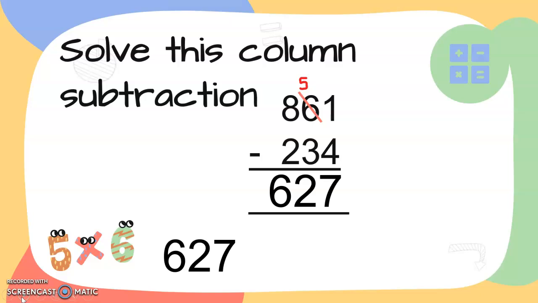We put that extra 10 into our ones column. So 1 is now 11. We can now complete the subtraction. 11 take away 4 is 7. 50 take away 30 is 20. And 800 take 200 is 600. Great job if you got it right.